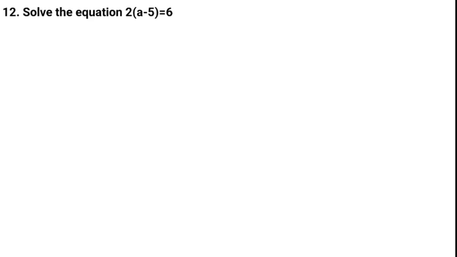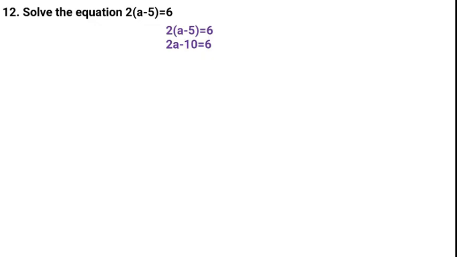Okay, let's go to question number 12. Question 12 was as follows: solve the equation 2, open bracket, a minus 5, close bracket, is equal to 6. So this is the question you need to solve. I'm going to write this question down. Once I've done that, I'm going to distribute 2 to all the terms in the brackets, that is a and -5. 2 by a gives me 2a, and 2 by -5 gives me -10, which is equal to 6. Once I've done that, the next thing is to put like terms together.